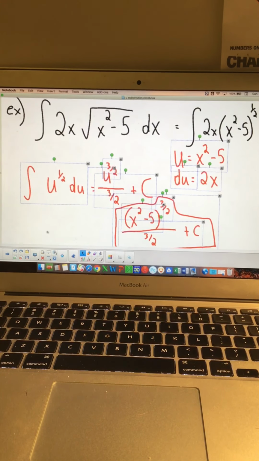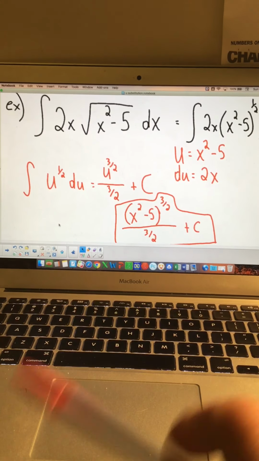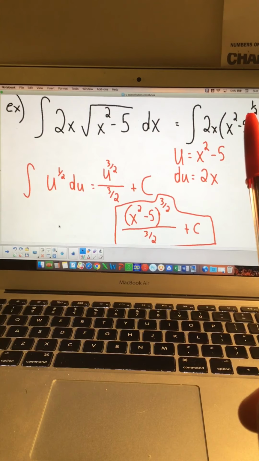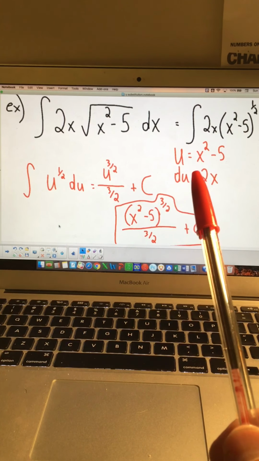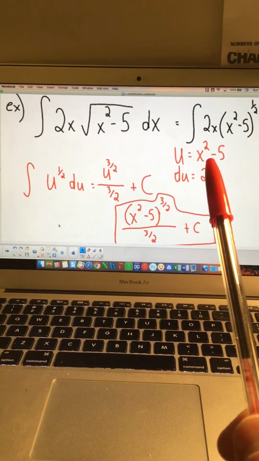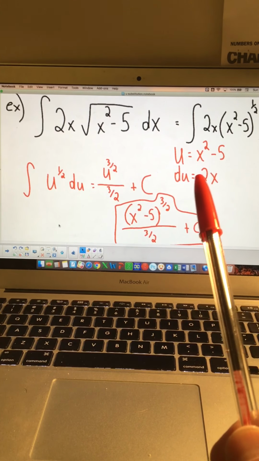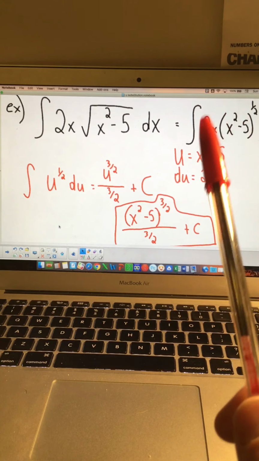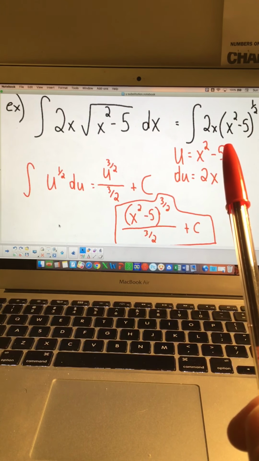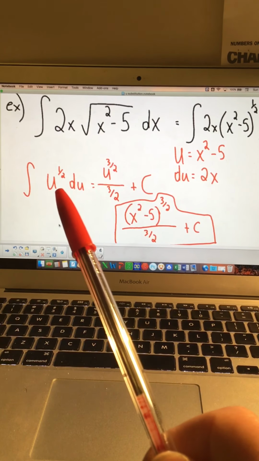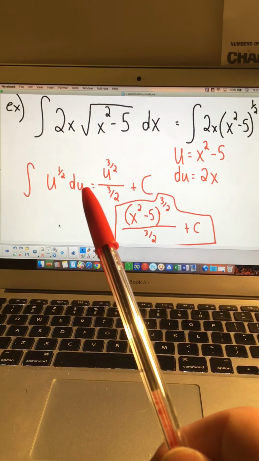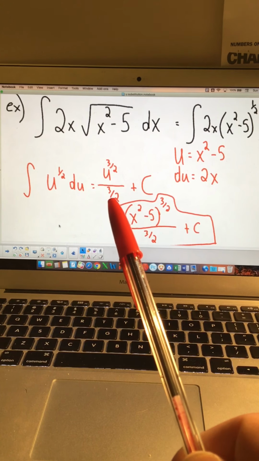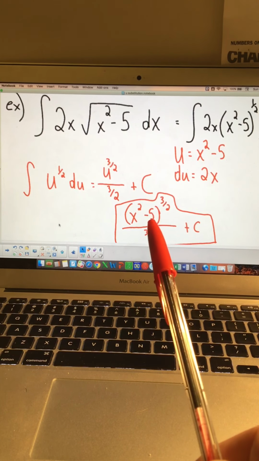U. Bear with me here. Well, u is the x squared minus 5. Du is 2x. Everything matches up. It's all hunky-dory. So we could just make it u to the half du. When we integrate, add 1, put it over the new. Make sure you replace u at the end.